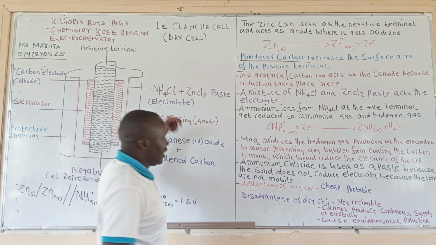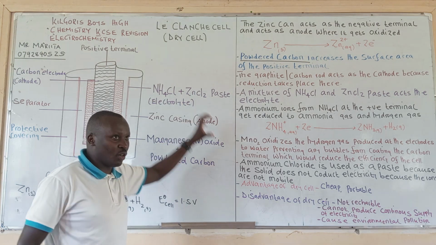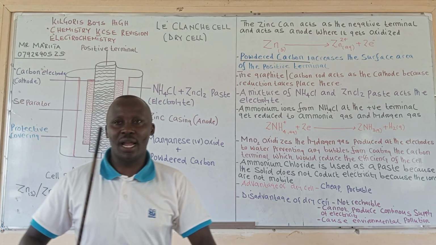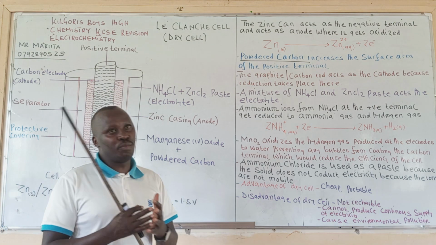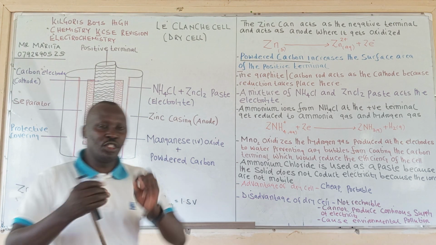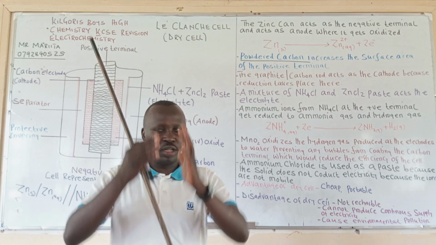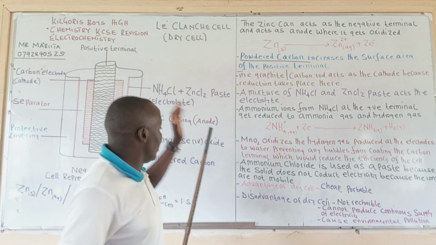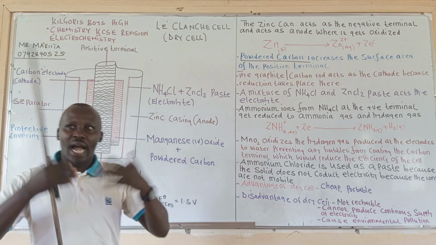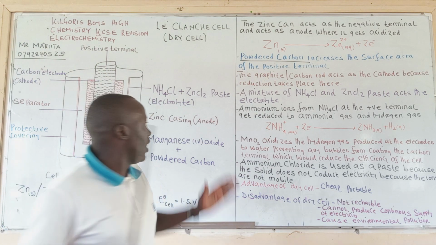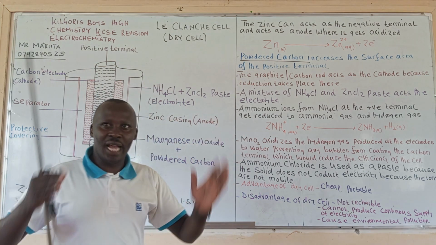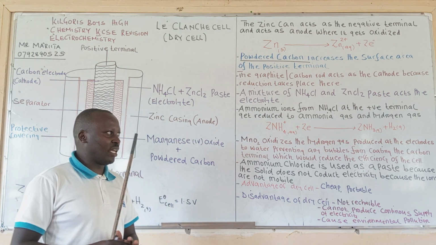So if this mixture of ammonium chloride and zinc chloride becomes dry, what will happen here? The cell will not produce the current, or if you are using the bulb, it will not light. And in this case, the ions will not be mobile, because a solid is not an electrolyte.